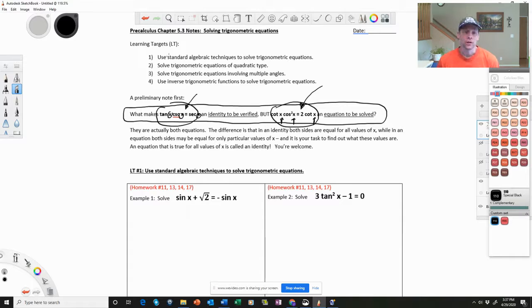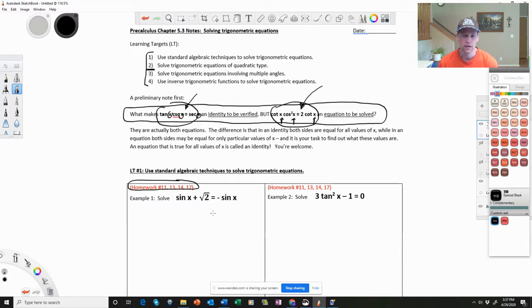There are 4 learning targets. Here they are. We're going to do the first 2 in the first video and do the last 2 in the second video. So let's start. This first learning target is we're just going to use standard algebraic techniques to solve trigonometric equations. This one's fairly easy, and once again, I've put the homework numbers right there so you know what this video is for. So let's solve it.